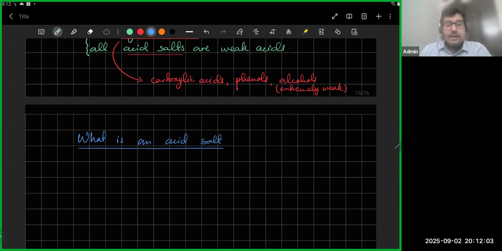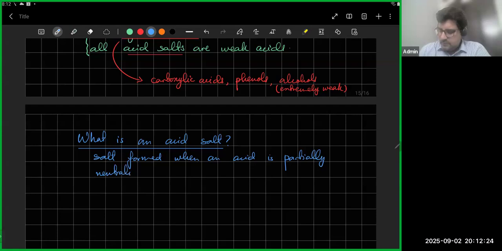So an acid salt is a salt formed when an acid is partially neutralized. It's partially neutralized, so it still has H+ ions.